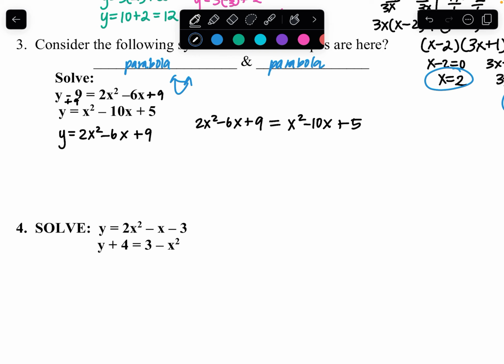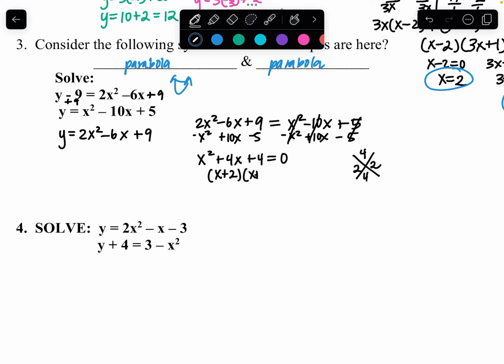Okay, and so we have another quadratic equation to solve. We're going to get everything on one side. So we're going to subtract x squared, we're going to add the 10x, and then we're going to subtract the 5. And so we get x squared plus 4x plus 4 equals 0. This is really easy to factor. We just need two numbers that multiply to 4 but add to 4. That's 2 and 2. And so x plus 2, x plus 2.